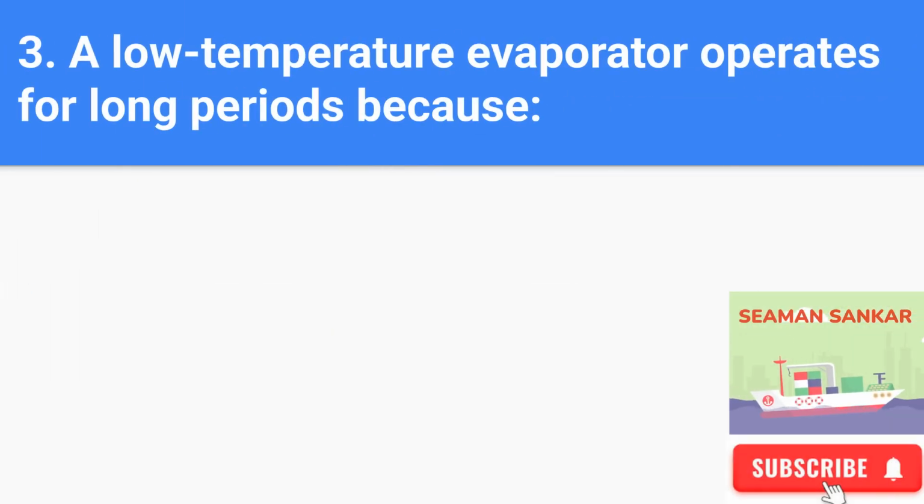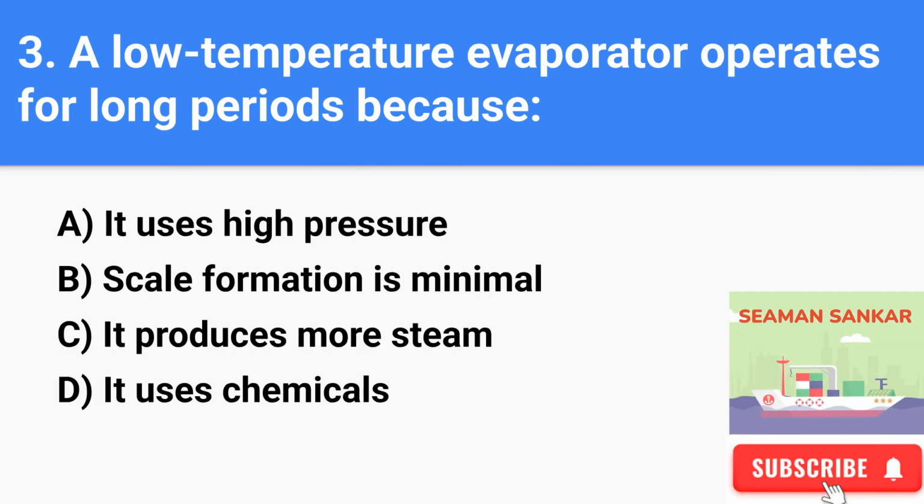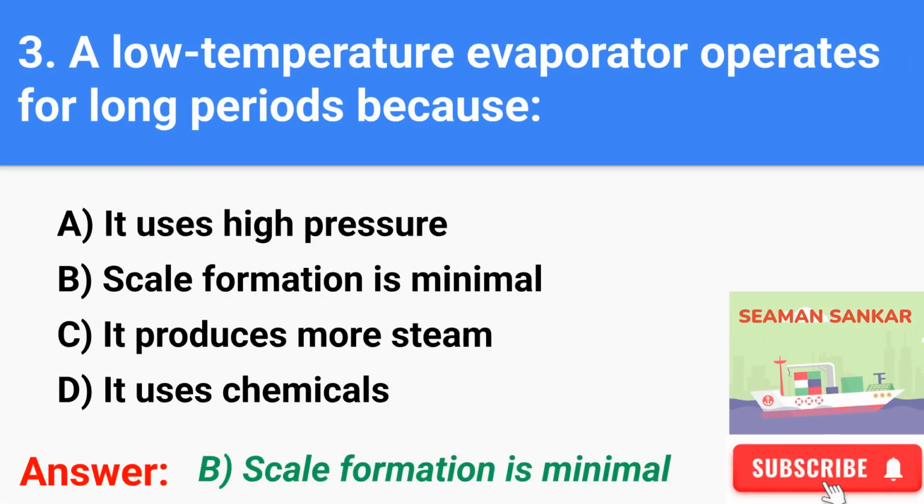Question 3. A low-temperature evaporator operates for long periods because A. It uses high pressure, B. Scale formation is minimal, C. It produces more steam, or D. It uses chemicals. The correct answer is B. Scale formation is minimal. Lower operating temperatures reduce the rate of scale deposition, extending operational periods.